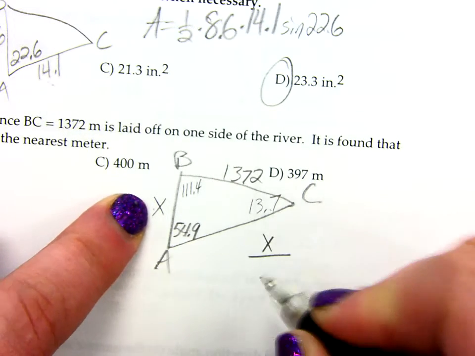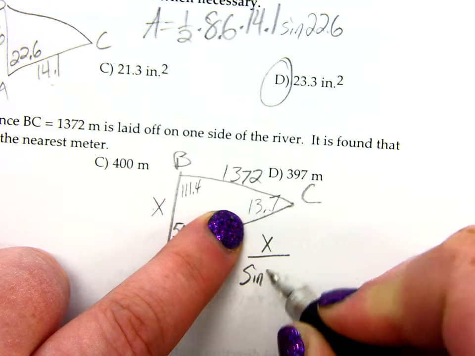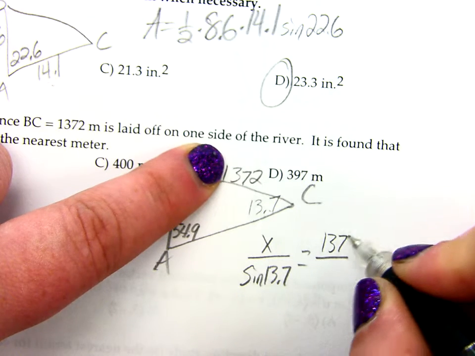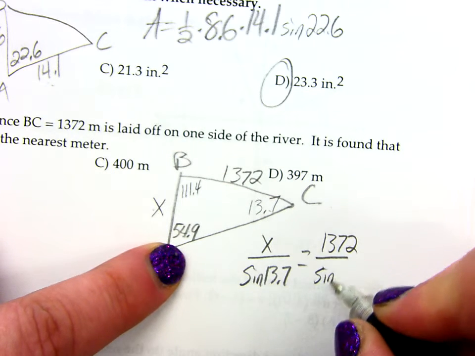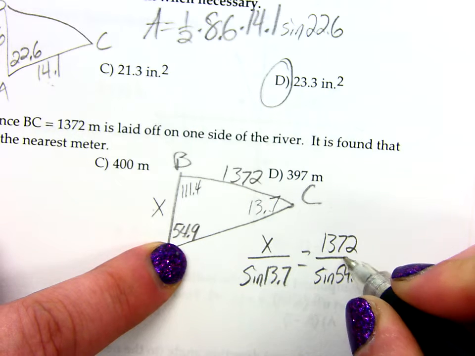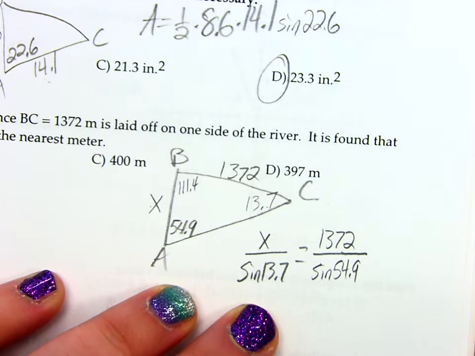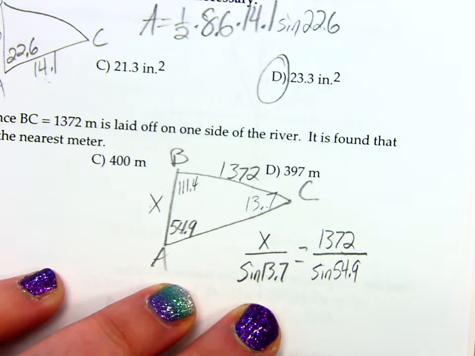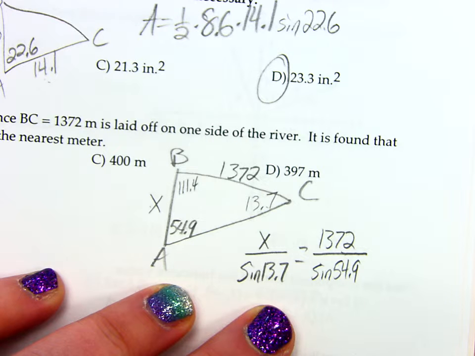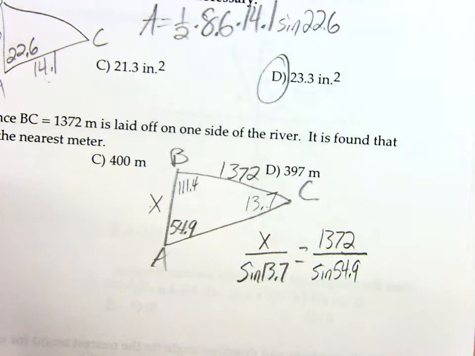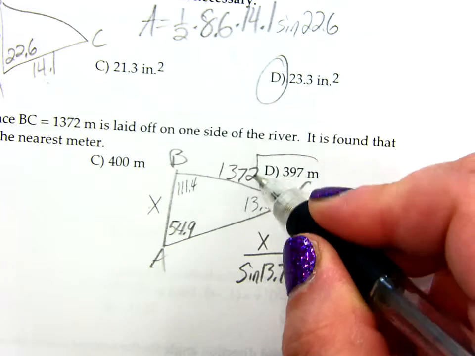Okay, law of sines. The side across over the sine of its angle, 13.7, equals the side, 1372, over the sine of its angle. I only have one variable, so I can solve for it. I do my math and I get 397.2. I didn't realize we switched questions. All right, we'll get to it.